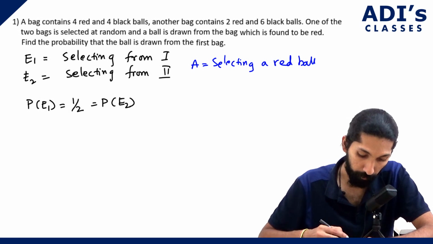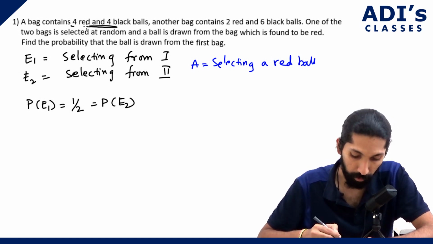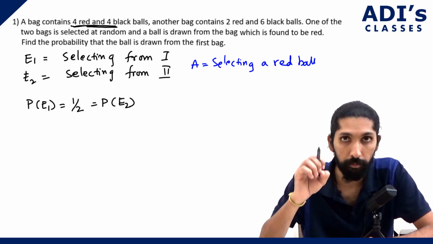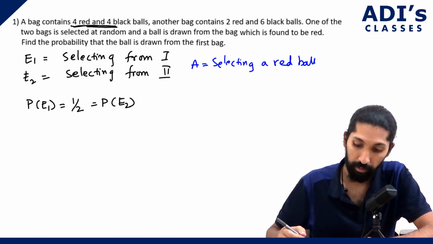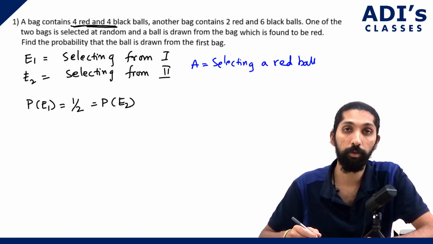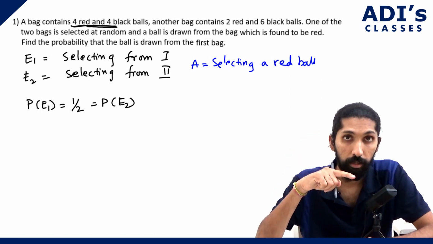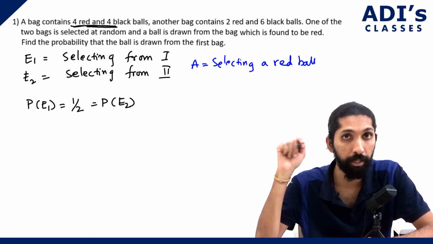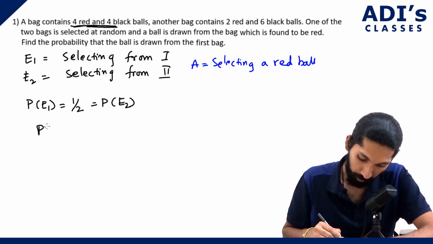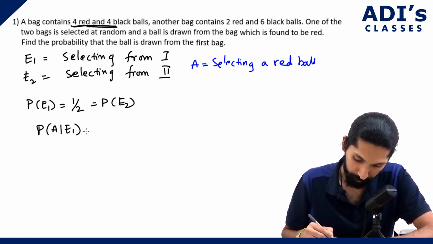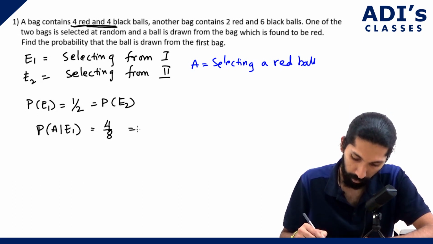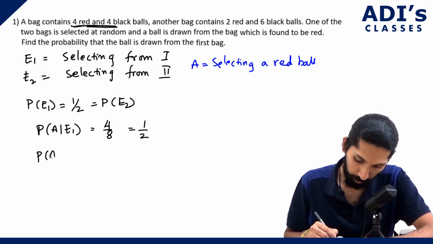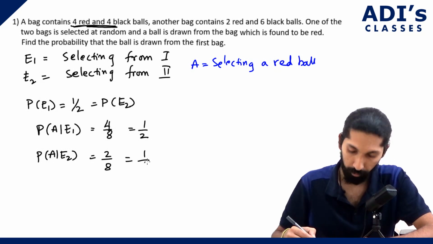Alright. Now we are not looking at the red and the black balls, we are looking at the event of choosing from that particular bag. Fair enough? Now A is what? Selecting a red ball. Okay. Now what we'll do? We'll look at P of A given E1 and P of A given E2. P of A given E1 is how much? 4 divided by 8, which is half. And P of A given E2 is going to be 2 out of 8, which is 1 by 4.